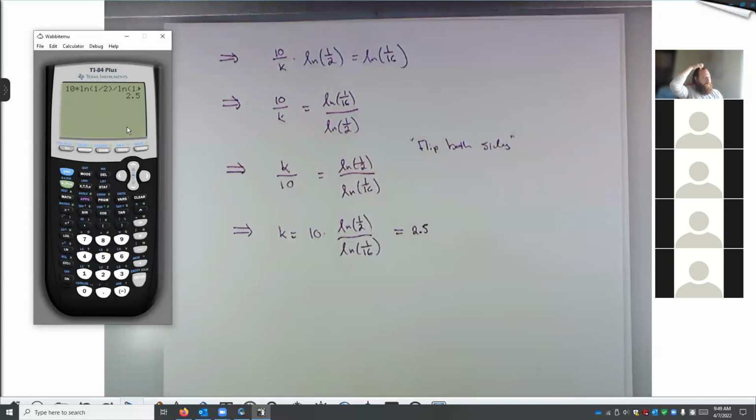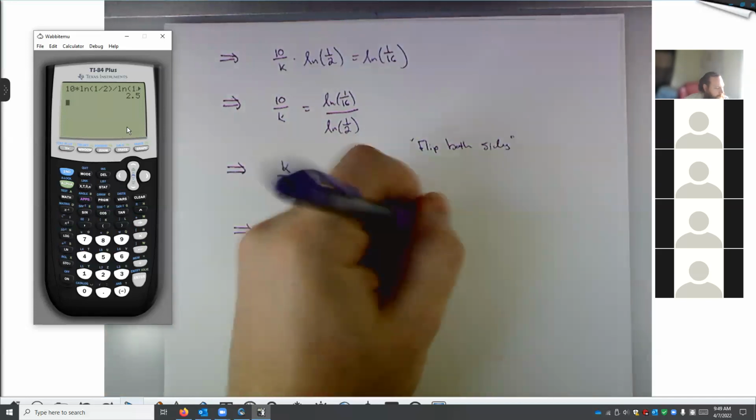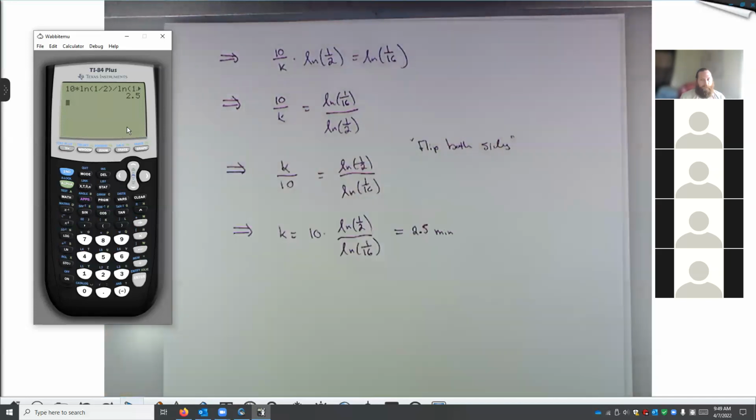So this is 2.5. And what are the units here? 2.5 dogs or cups of coffee or light years, millennium, minutes. Yeah, good. This is a time. And throughout the problem, we've measured time in minutes, so we can be confident that this is measured in minutes. Any questions on the setup or how we solve this bad boy?